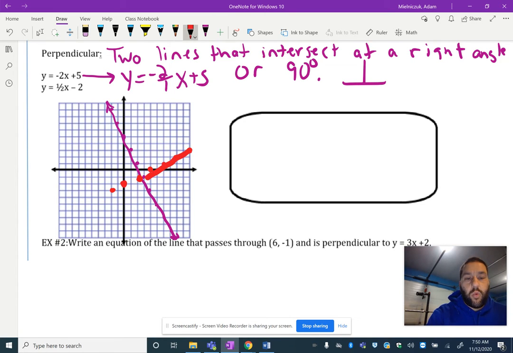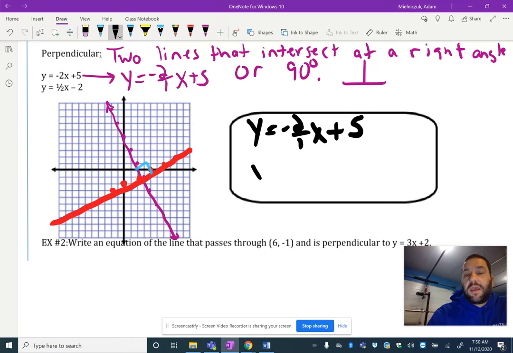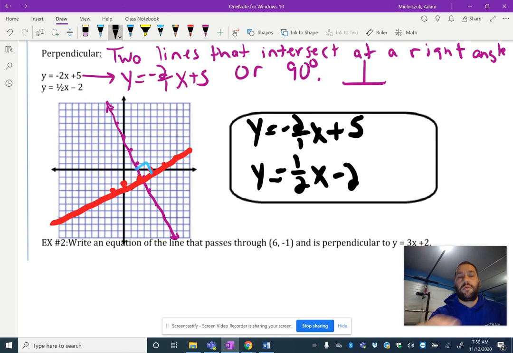When we connect them, what happens to our graph? We see that we form a right angle. Okay, those two lines, or those two equations, are perpendicular to each other. So what do we notice? We have y equals negative 2 over 1x plus 5 and y equals 1 over 2x minus 2. So what do we notice about the two slopes? Well, we flip them upside down, or that means take the reciprocal, and then they're the opposite sign.